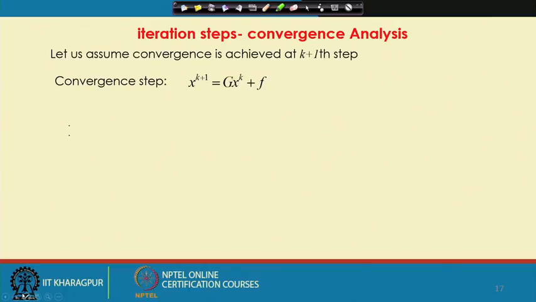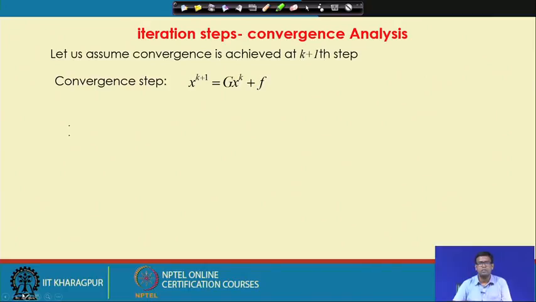So, we start by assuming that convergence is achieved at the (k+1)th step. The convergence step then is x_{k+1} = G x_k + f. Now, the step before that, the kth iteration step, is not converged. Convergence means the difference from the exact solution is a very small number, and we make a criterion for that. Say this number is 10 to the power minus 8. When the difference is less than 10 to the power minus 8, we will say that it has converged.